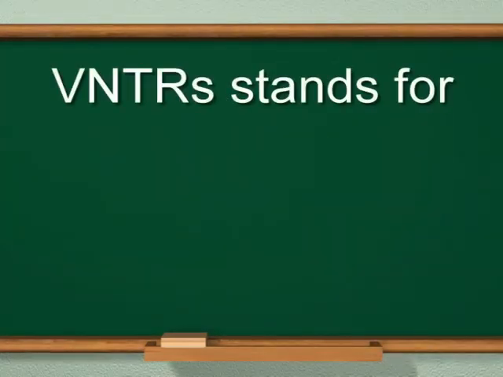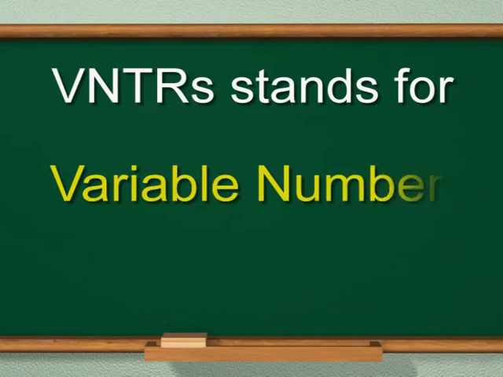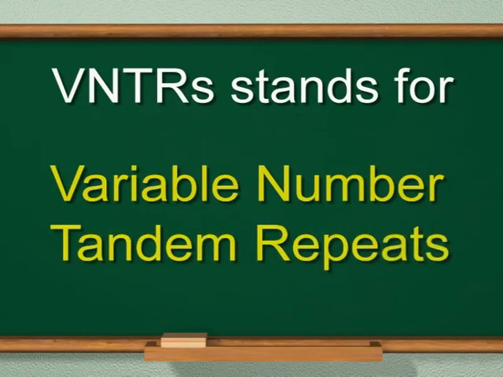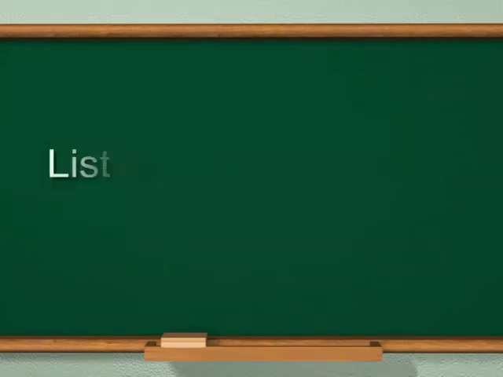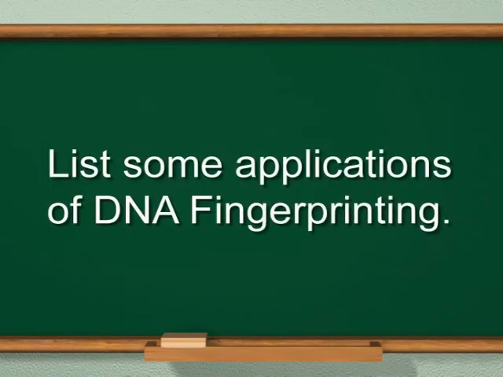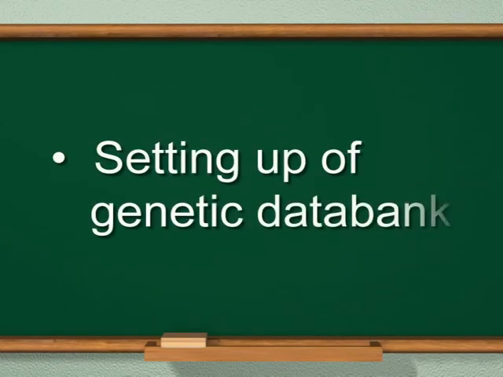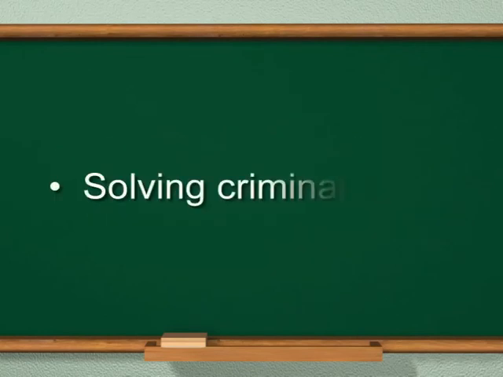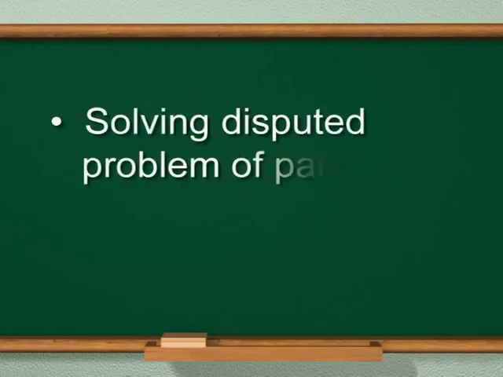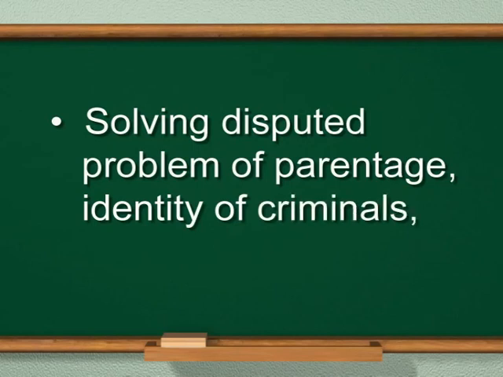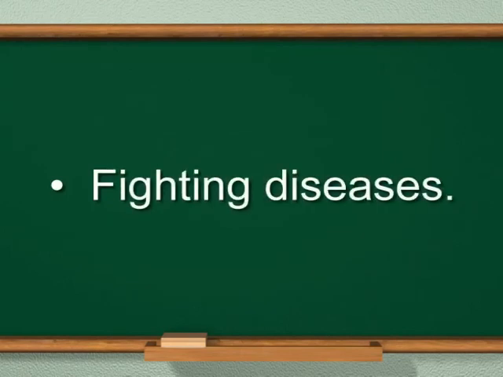Next question. Complete the sentence. VNTRs stands for dash. And the answer is variable number tandem repeats. The next question is, list some applications of DNA fingerprinting. Answer. Setting up of genetic data bank. Solving criminal cases. Solving disputed problem of parentage, identity of criminals, rapists, etc., and fighting diseases.